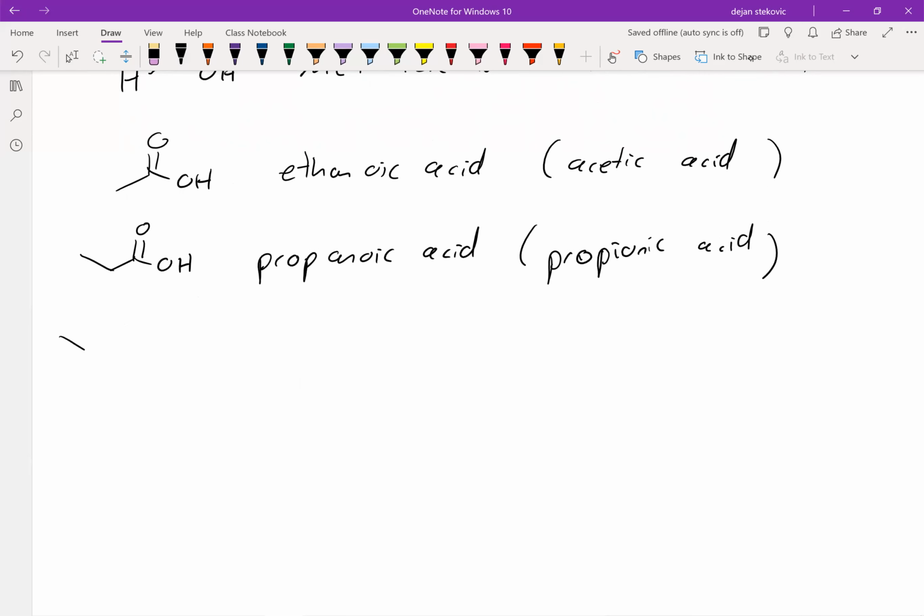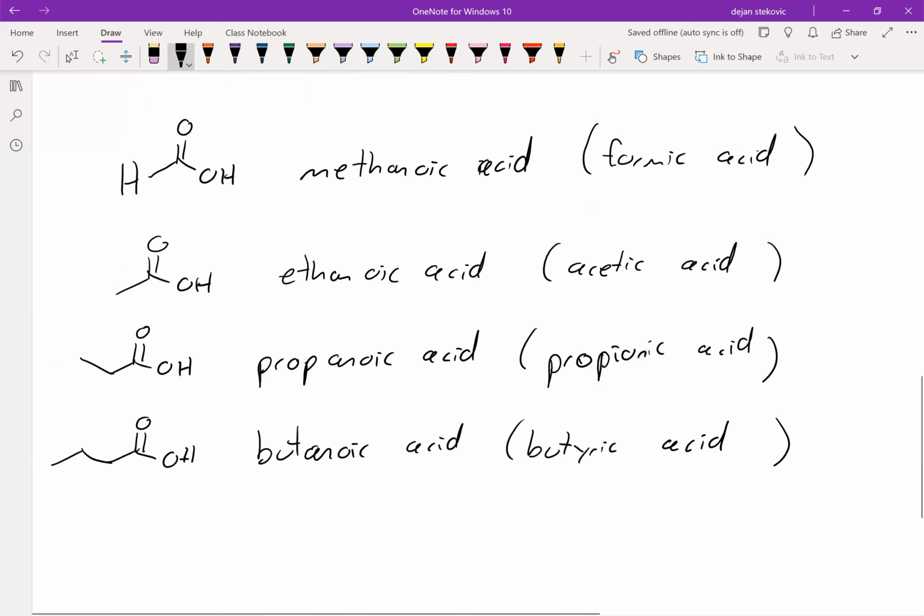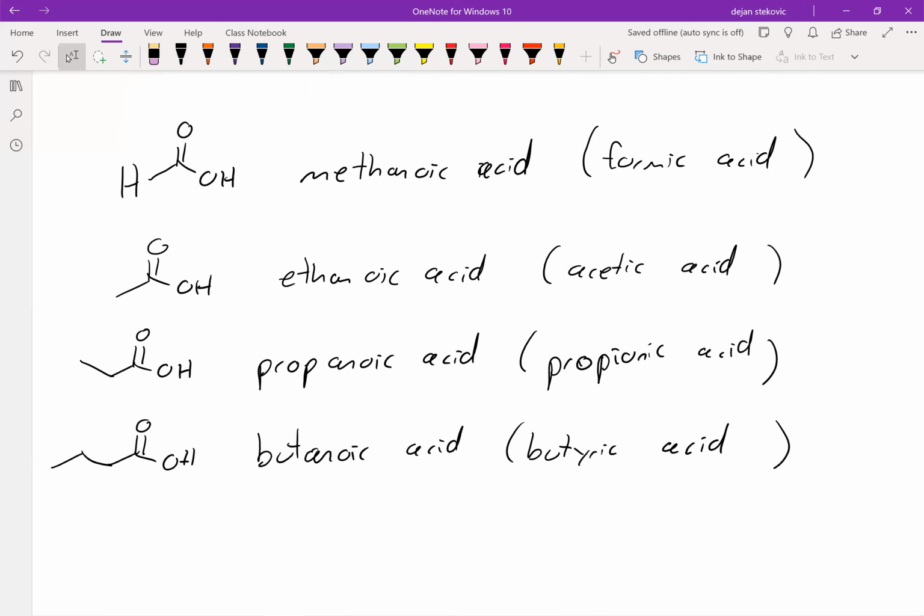After 3 comes 4. That would be butanoic acid, but the common name is butyric acid. So for these 4, know both the IUPAC name and the common name.